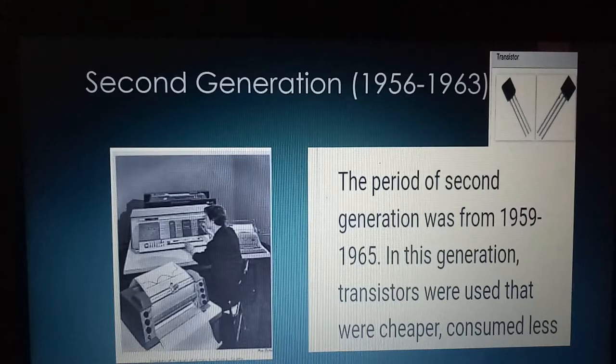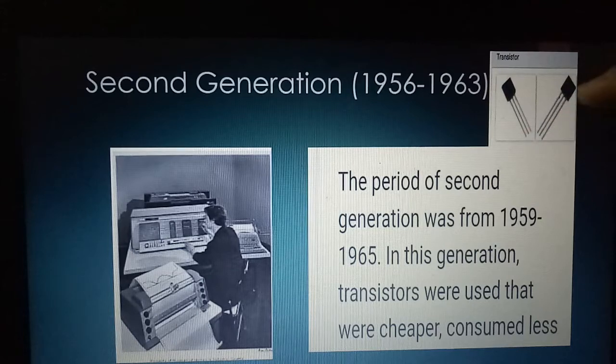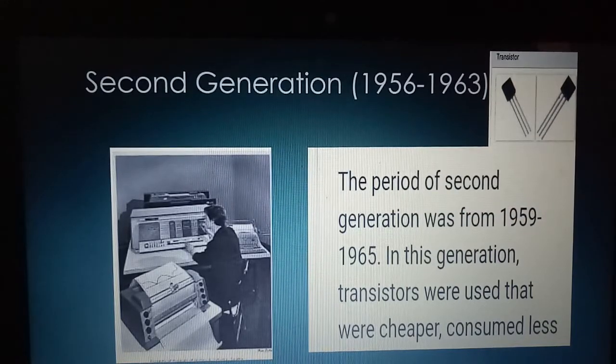Second generation computer. The second generation computer consists of transistors. These are the transistors you can see in your TV circuit board, your radio circuit board, your FM boards. All the devices now have transistors in them. The period of the second generation computer was from 1959 till 1965. In this generation, transistors were used that were cheaper and consumed less power. So in place of the vacuum tube, now came the transistor.